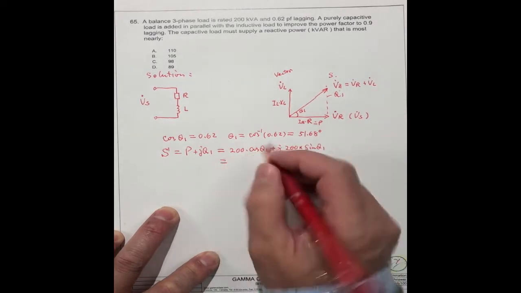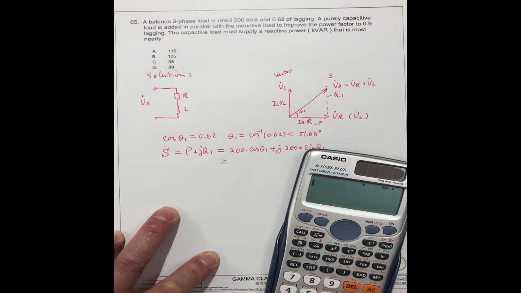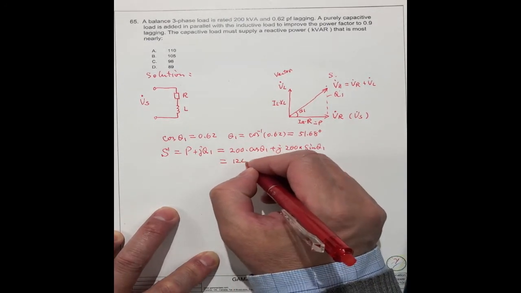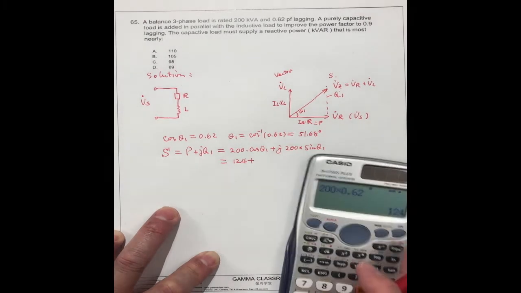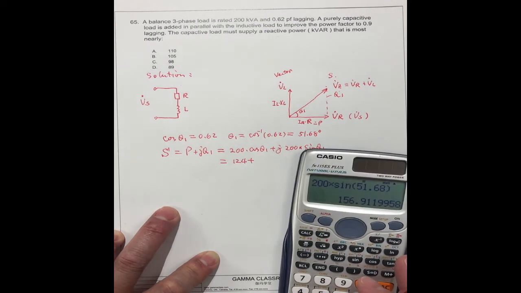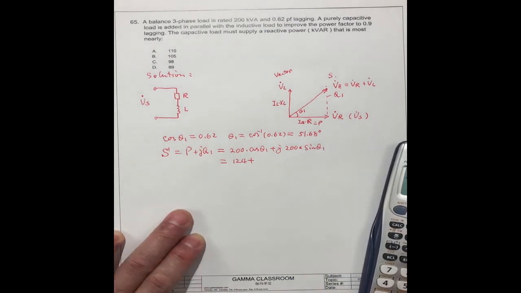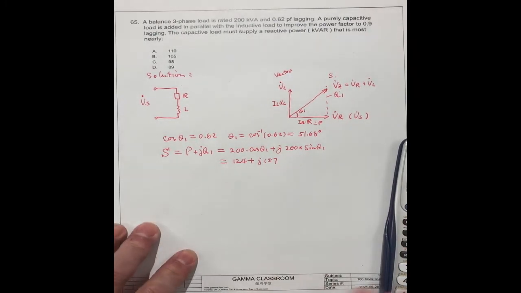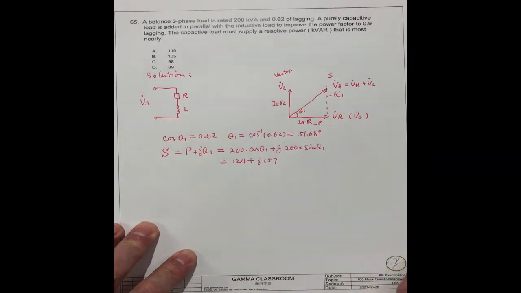What's this number? 200 times 0.62 is the cosine part, which is 124 kilowatt. Then 200 times sine theta, with theta 51.68 degrees, is j 157. Okay, 156.9, about 157.